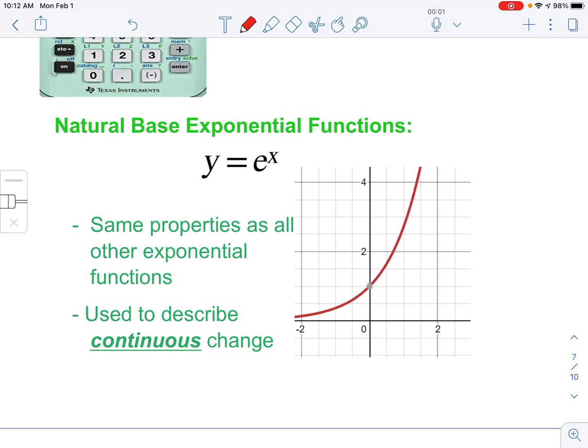Okay, now anything y equals e to the x has the same properties as all other exponential functions out there, right? We have an asymptote. We see, because it's 2.718, that it's growth, so it has the same general shape. It has the same y-intercept of 1, because e to the 0 power is going to be equal to 1. So it does have all those same properties, but we're going to be using it in questions that involve continuous change. Now, when Regents time comes, we'll look at some nature examples of this, but right now we're going to look at the financial applications.